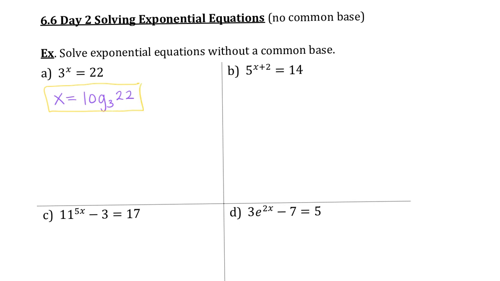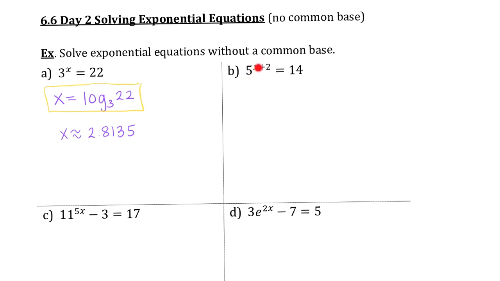I could use my calculator to get an approximation. It would actually be approximately 2.8135. We haven't really learned how to do that in our calculator yet, although some of your calculators could do it. And this is a more exact answer because I cut off some decimals on this, but it makes sense because 3 squared is 9, 3 to the third is 27, so this is lower than 3. So this is the best I can do here.